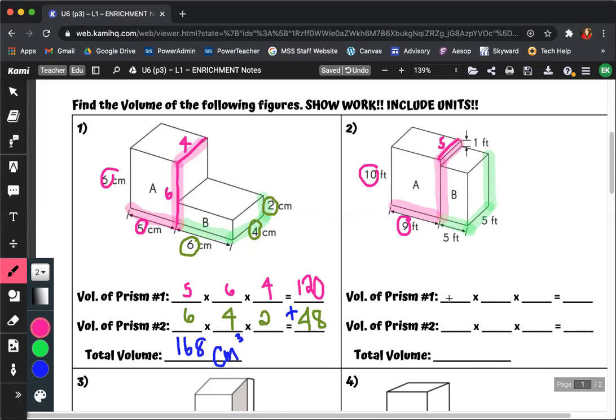So we have 10 times 9 times 5, which 10 times 9 is 90. 90 times 5 is 450.